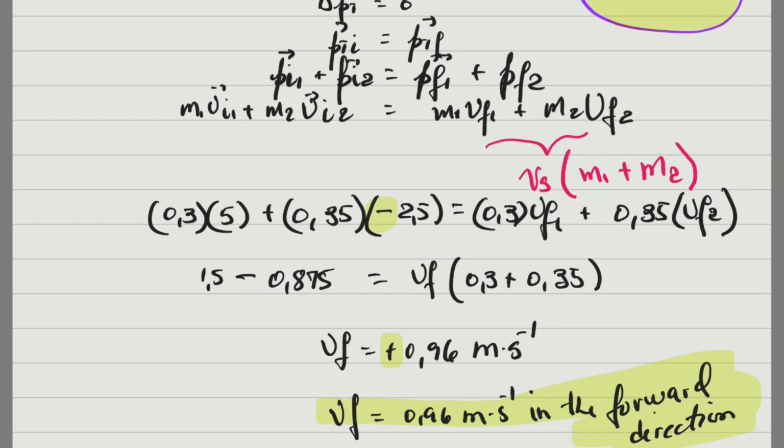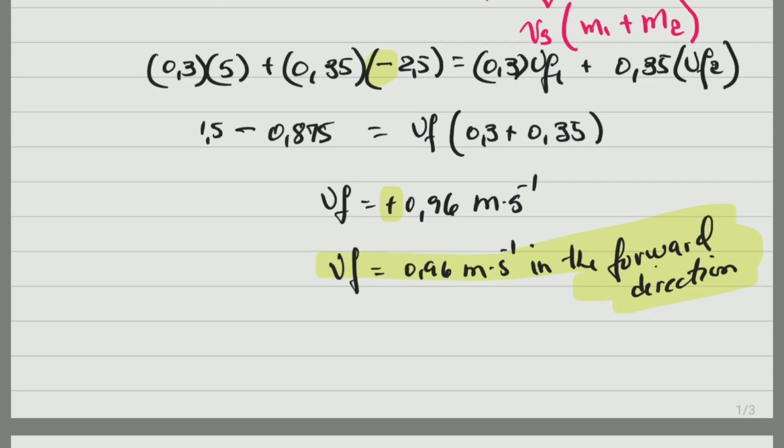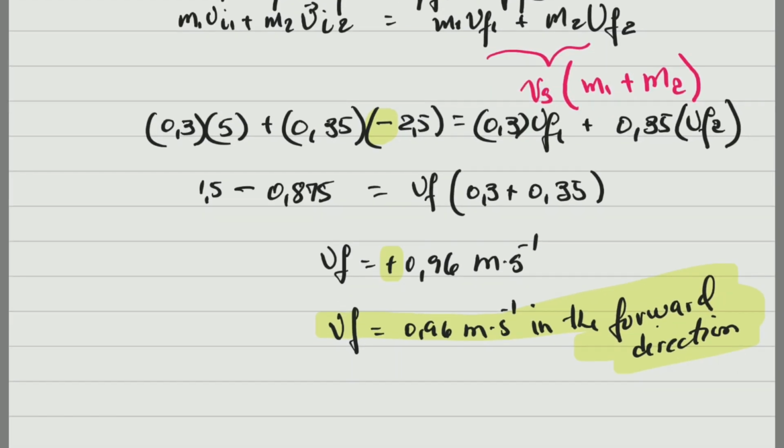So let's go to the next question, and the next question says identify the type of collision by means of calculation. Now all we have to do is to calculate the total kinetic energy initial and the total kinetic energy final. If they are equal, that means that the collision is elastic. The total kinetic energy initial is the addition of kinetic energy initial 1 plus kinetic energy initial 2.